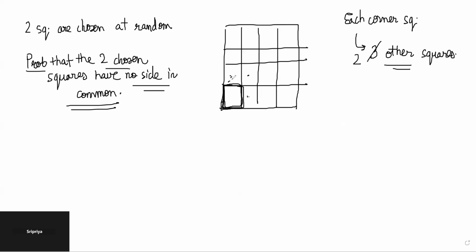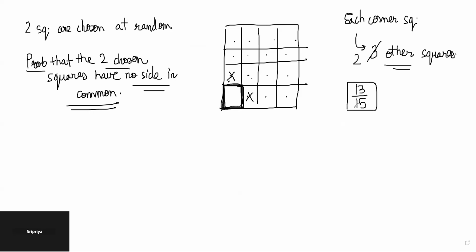So basically, once you have chosen a corner square, you can choose anyone other than these two, right? Yeah, that would be correct. So basically the number of squares available is how many? 13, right? And you can exclude these two, right? So 13 by 15 is the probability of success after that.